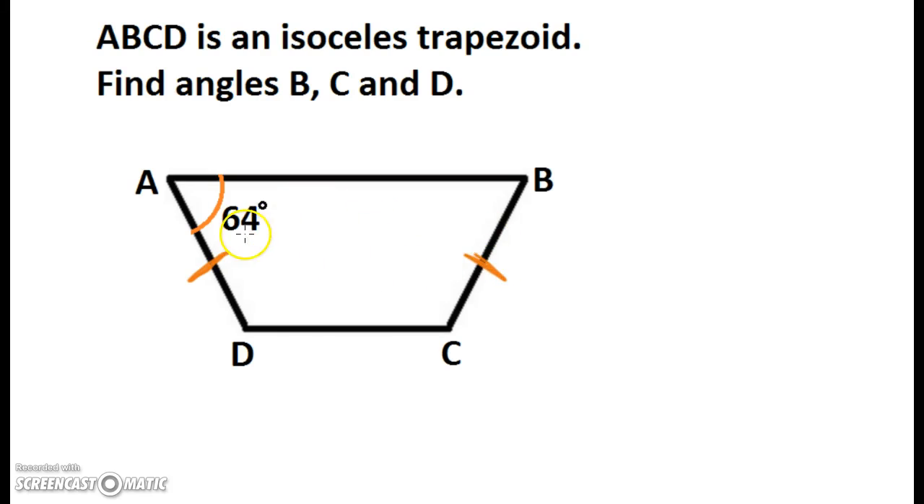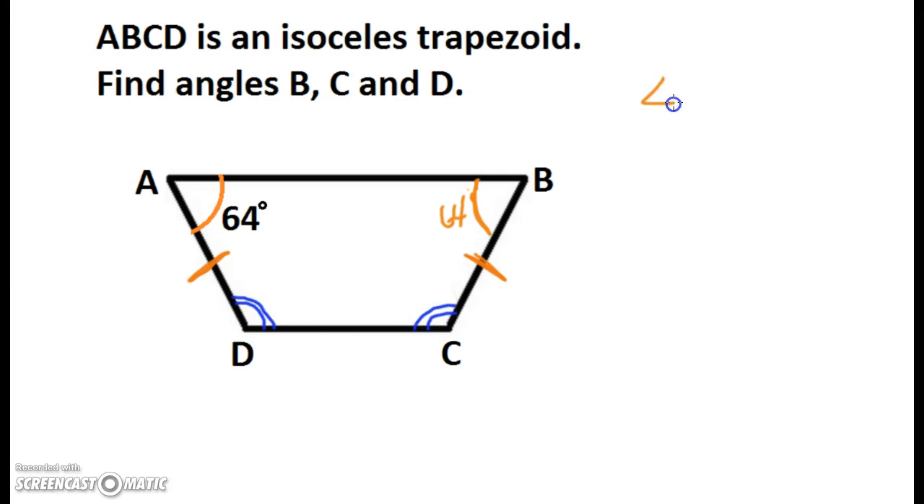Well, cool thing about isosceles trapezoids, just like with isosceles triangles, if two of the sides are congruent, that means that the two angles are congruent. So I can say that, let me switch colors since that color is so close. Okay, I can say that this angle and this angle are congruent, and I can say that this angle, that's 64, and this angle are congruent. All right, so if this one is 64, that means this one is 64. And now I just need to figure out what these are.